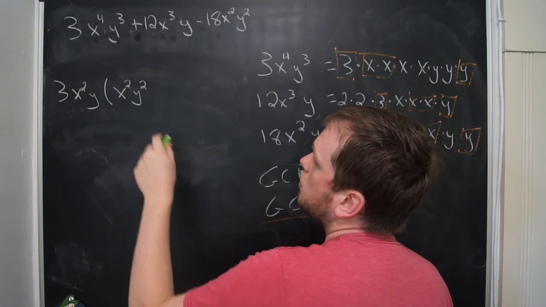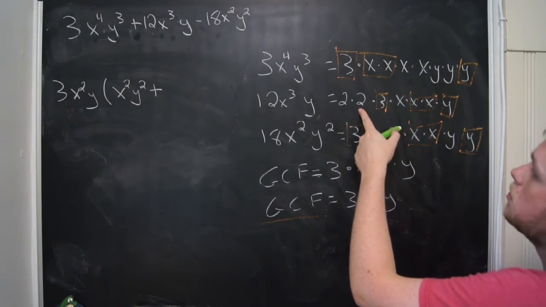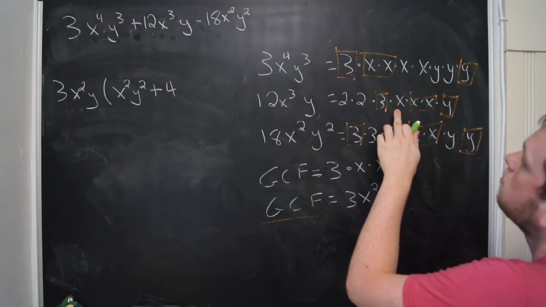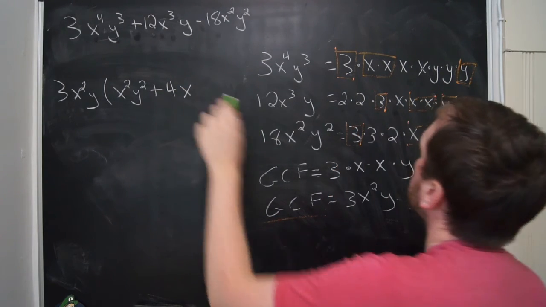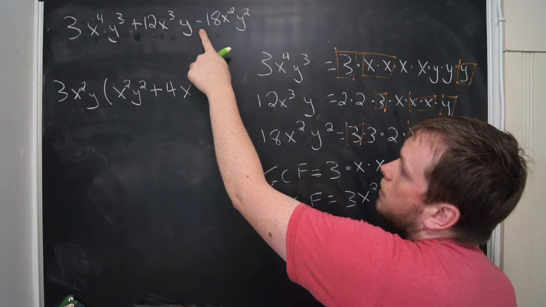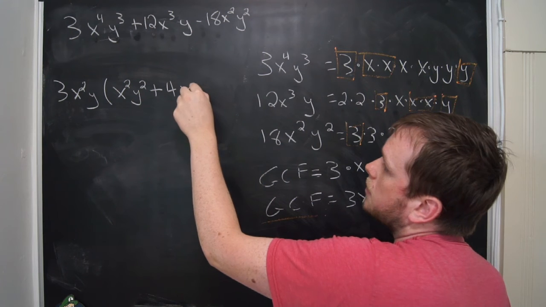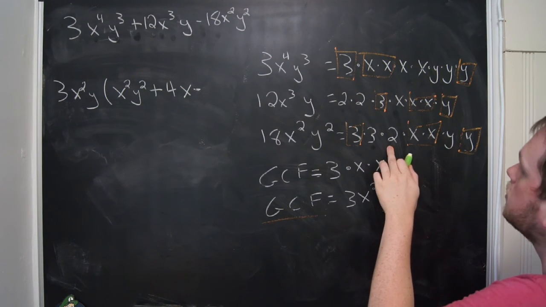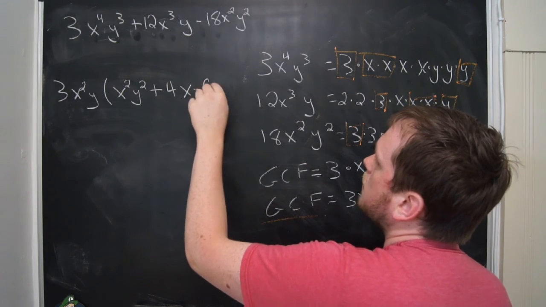I have an addition symbol in front of my next term, so I'll carry that down. What's left over? 2 times 2, that makes 4, x, and nothing else, so just 4x. Cool. And then lastly, our final term has a minus symbol in front, so I'll just carry that down here. So I have minus, and we have 3 times 2 is 6 times y. So 4x minus 6y.